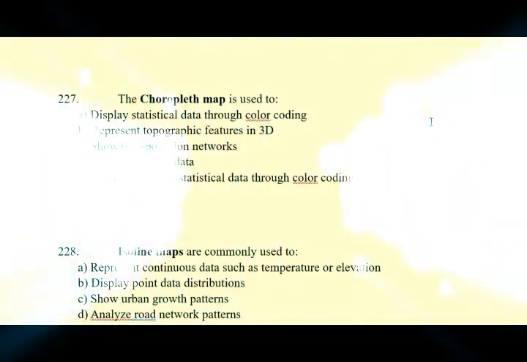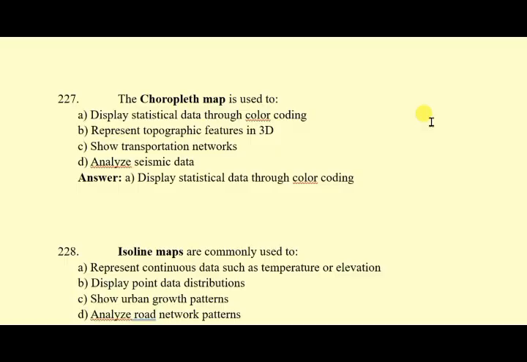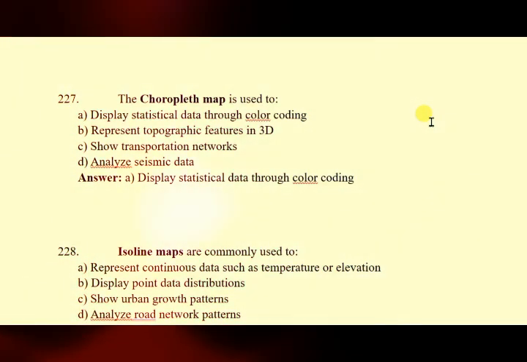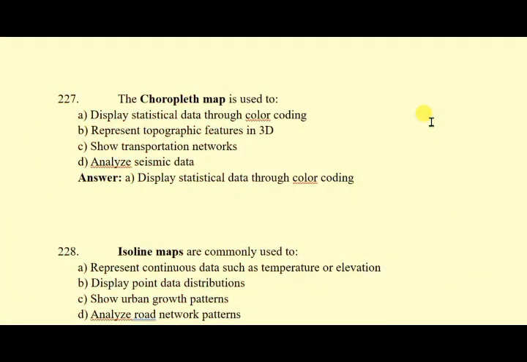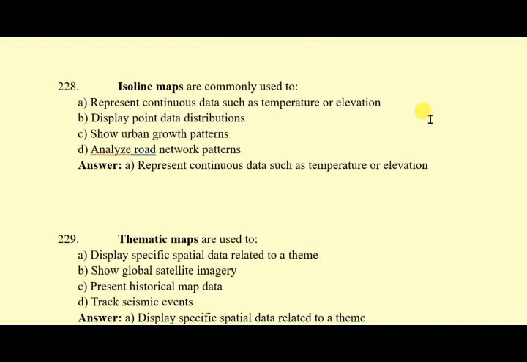Question 227. The choropleth map is used to display statistical data through color coding, represent topographic features in 3D, show transportation networks, analyze seismic data. Here the right answer will be display statistical data through color coding.